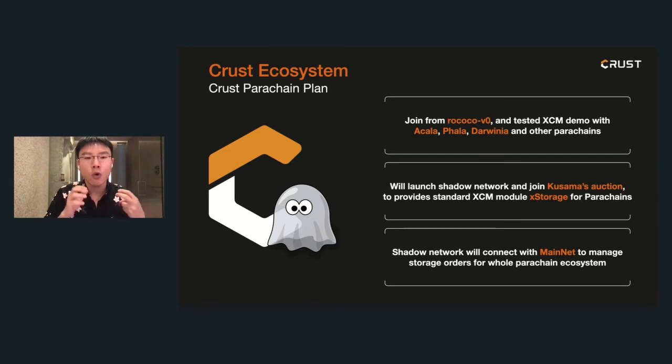The second one is that we launched our shadow network to join Kusama's auction, to provide a standard XCM module, X storage, for Parachains to store their data. For example, Darwinia's NFT data can cross the chain to be stored on Crust. And the third thing about our Parachain plan is that the shadow network is not an independent network. It will connect with the mainnet. Currently, we will connect the shadow network with our Maxwell network to manage the storage orders for the whole Parachain ecosystem.